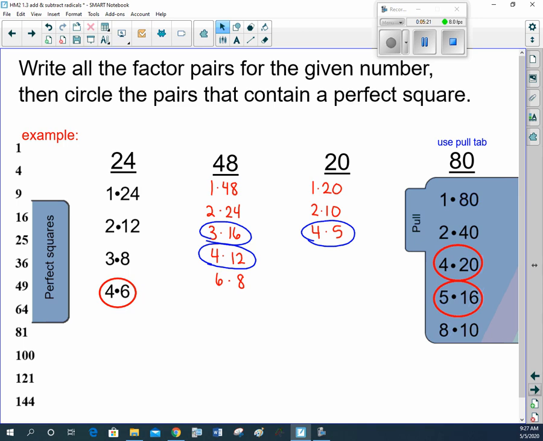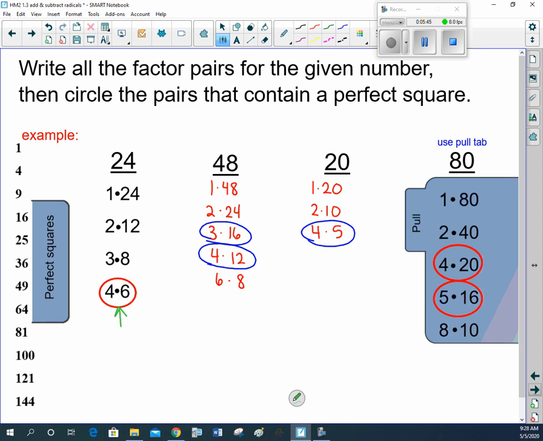Okay, once you've figured out all your factor pairs, what you want to do is look for the biggest perfect square number that you've circled. So if I'm looking at question 20 or number 24, I only circled 1. So if I were going to reduce a radical, which I'm going to show you how to do next slide, I would pick this factor pair, 4 times 6.